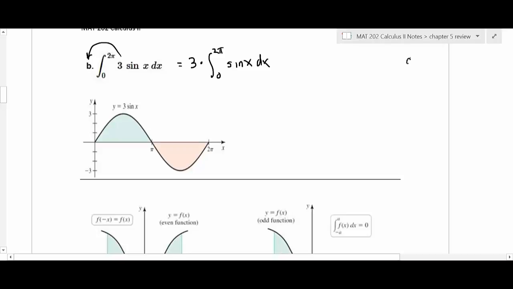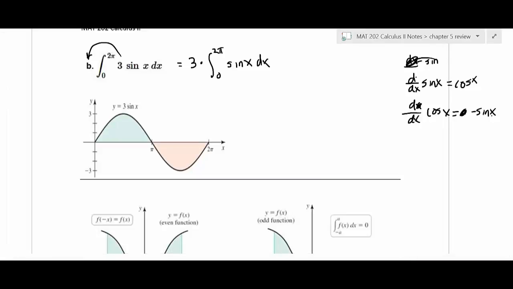A couple of things you want to remember: what's the derivative of the sine, from your background? That's cosine x, right? What is the derivative of the cosine? That's negative sine x. So if you're doing the integral of a sine, what do you take a derivative of that would give you a sine? You have to be careful, that's negative cosine.